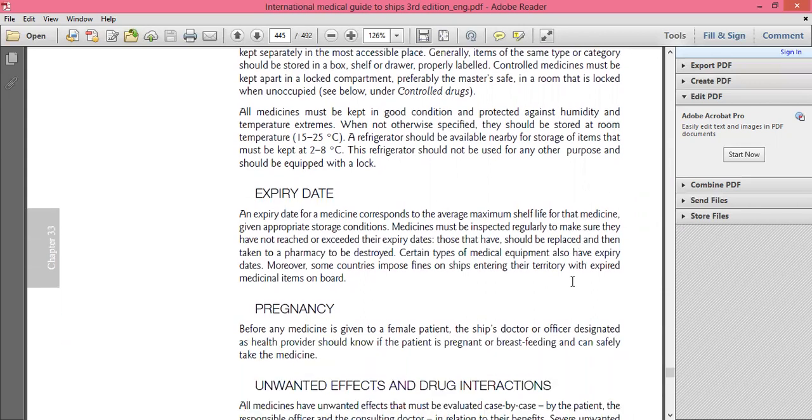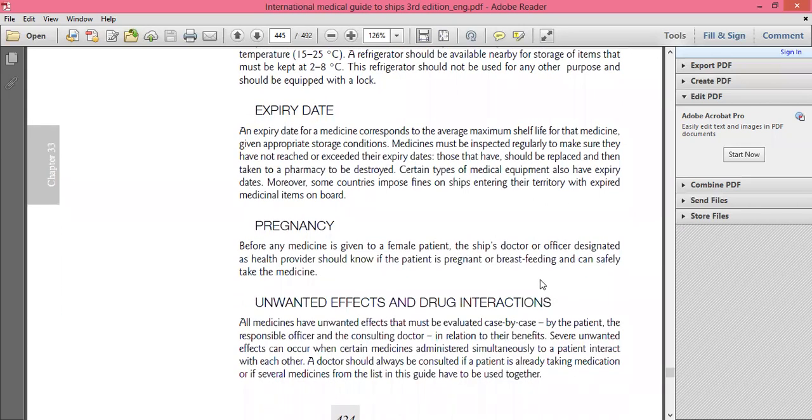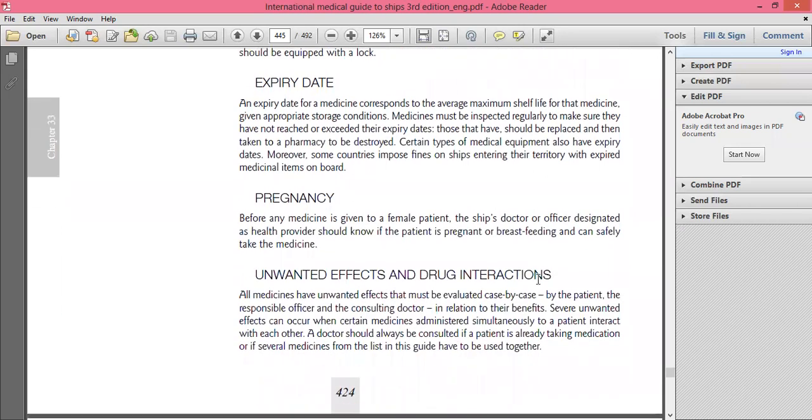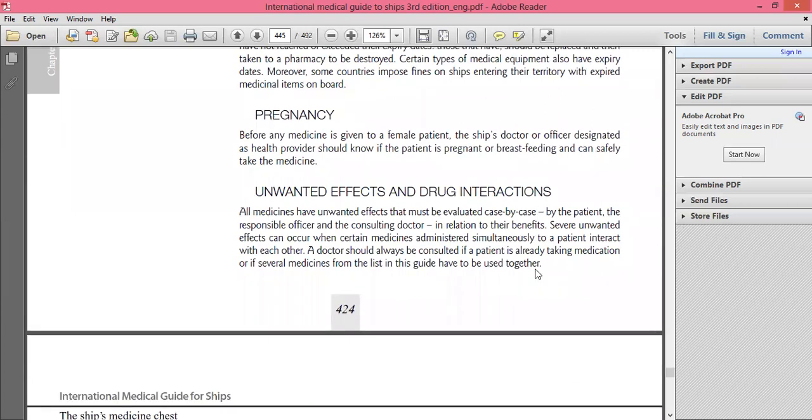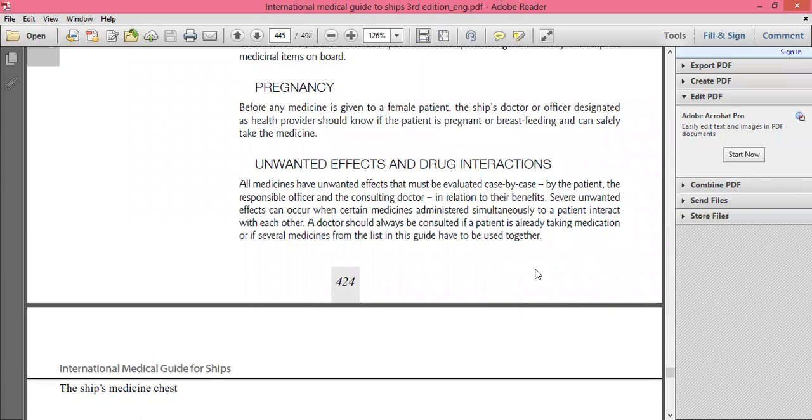In pregnancy, before any medicine is given to a female patient, the ship's doctor or the officer designated as health provider should know if the patient is pregnant or breastfeeding and can safely take the medicine. Unwanted effects and drug interactions. All medicines have unwanted effects that must be evaluated case by case by the patient, the responsible officer, and the consulting doctor in relation to their benefits.